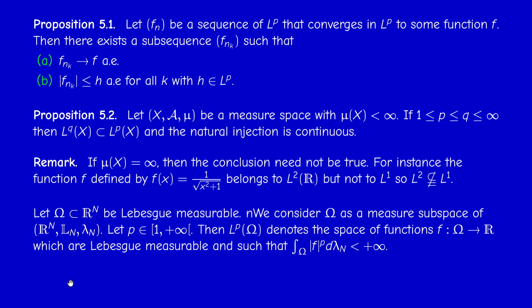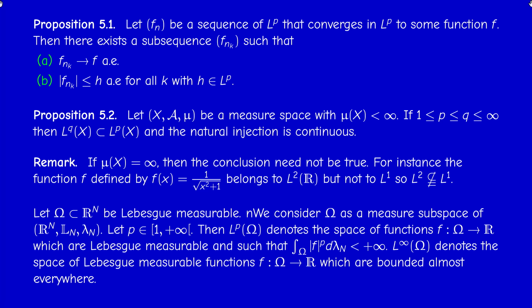Okay, so in this case, as a notation, we write L^p of omega as the space of functions from omega into R, which are Lebesgue measurable and whose pth power is summable. When we write nothing, it means that we equip omega with the Lebesgue measure. And this is a very important case in the theory of partial differential equations. And L infinity of omega denotes the same thing.